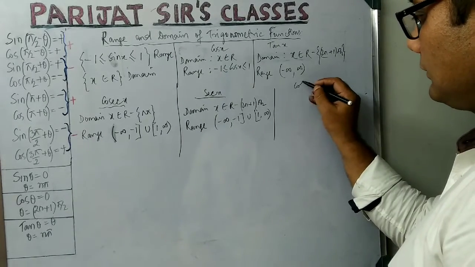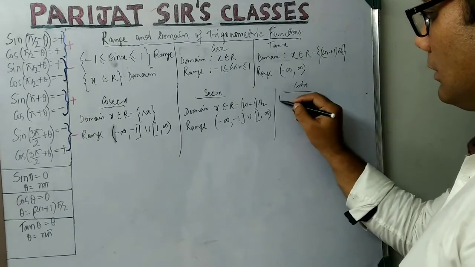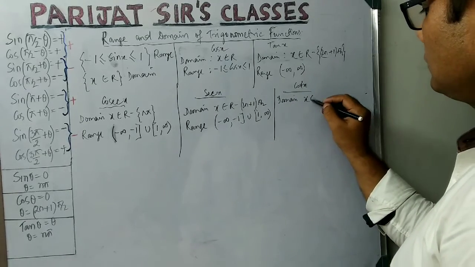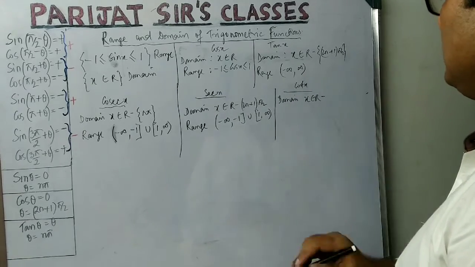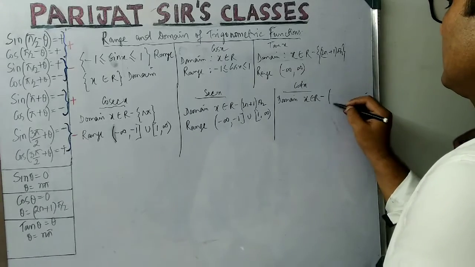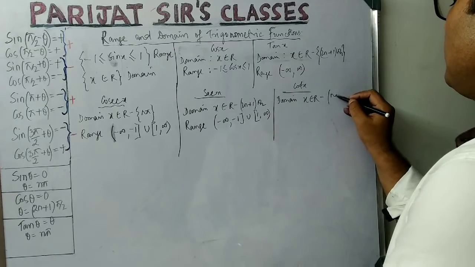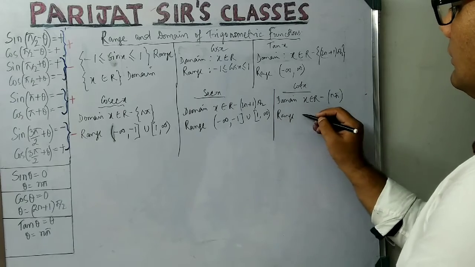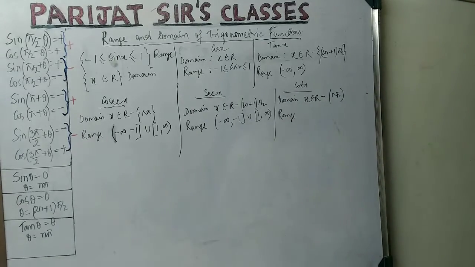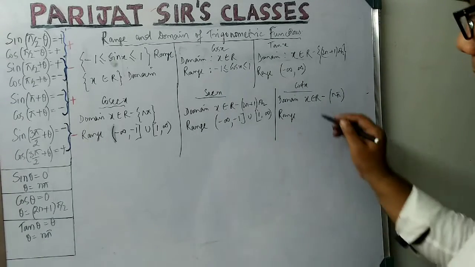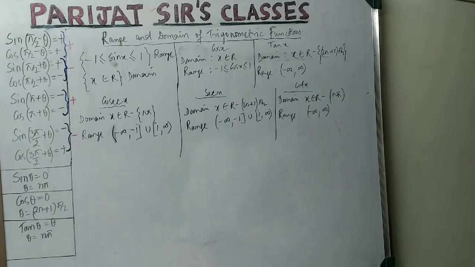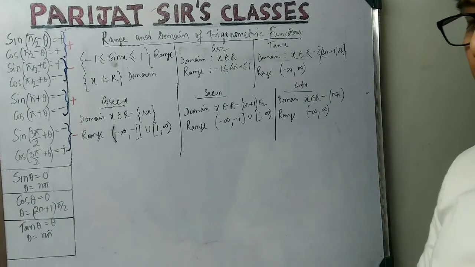Now cot x. The domain will be x belongs to real numbers minus n pi, and the range of cot x will be from -infinity to +infinity. So these are the domains and the ranges of the functions.